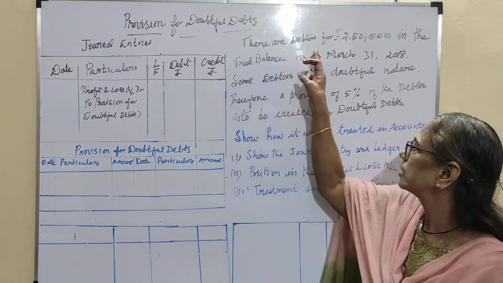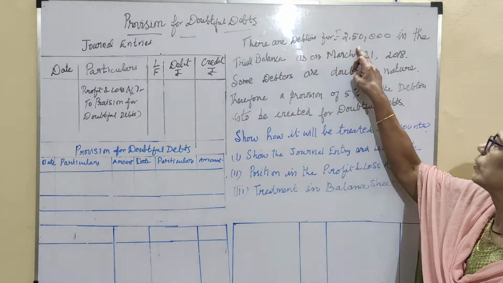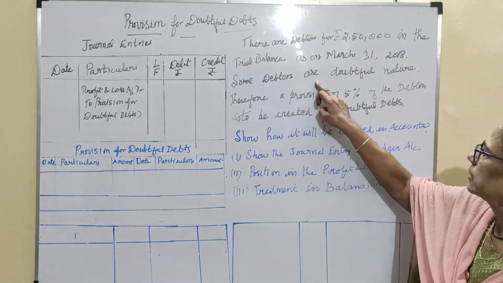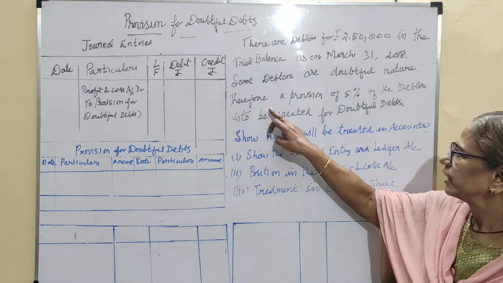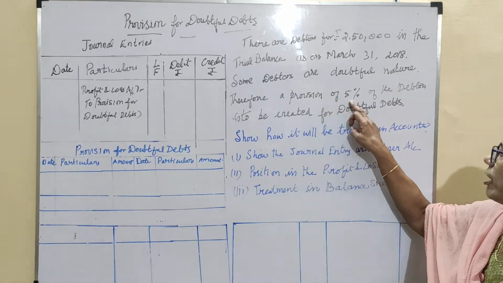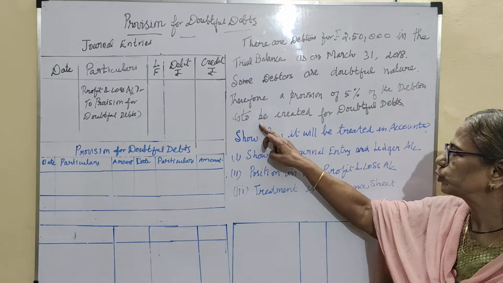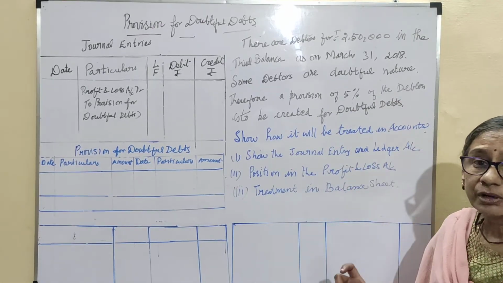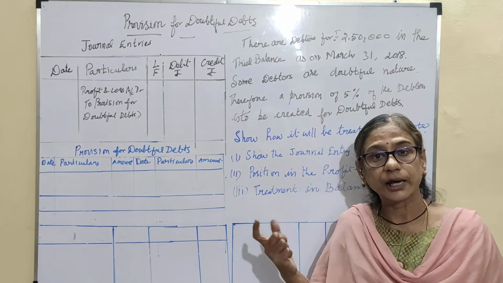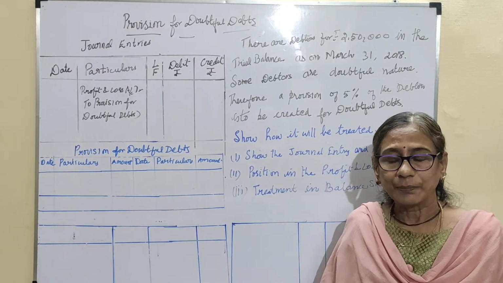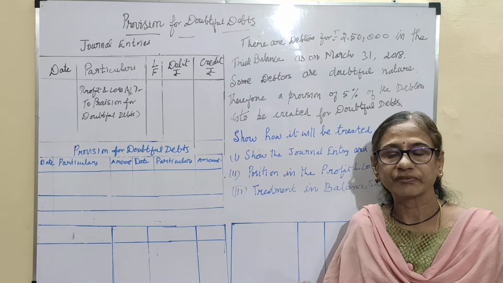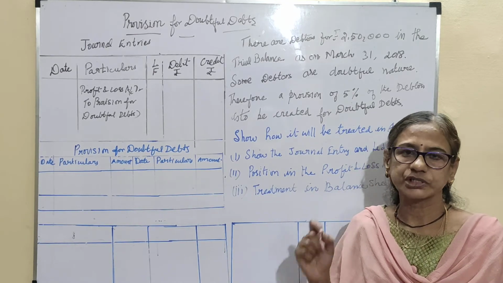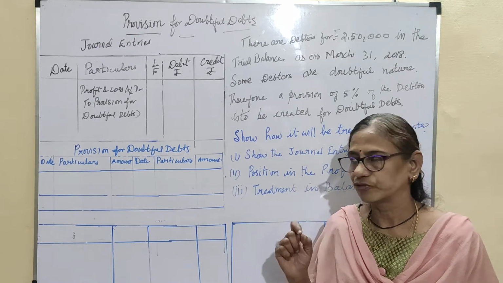There are debtors for the year of rupees 2,50,000 in the trial balance, and some debtors are doubtful in nature. Therefore, a provision of 5% of the debtors is to be created for doubtful debts. These doubtful debtors may be good debtors in the next year. At present, we are in a dilemma whether they are good debtors or bad debtors. We are providing some provision which is called the provision for doubtful debts.